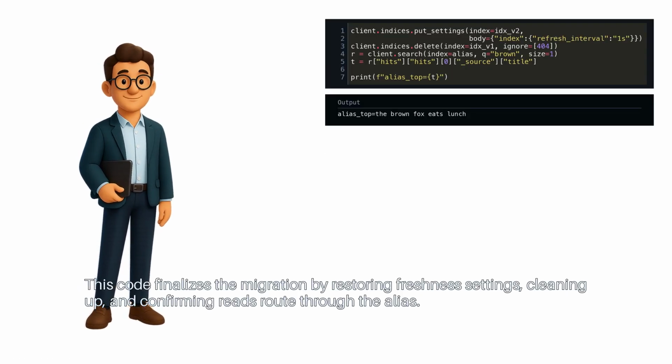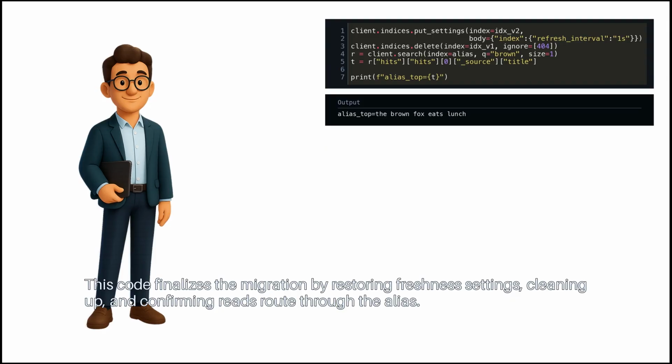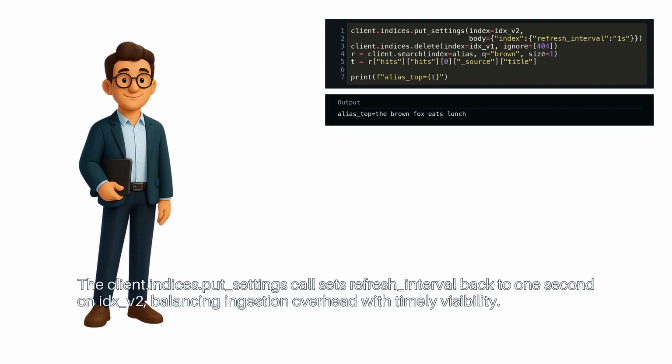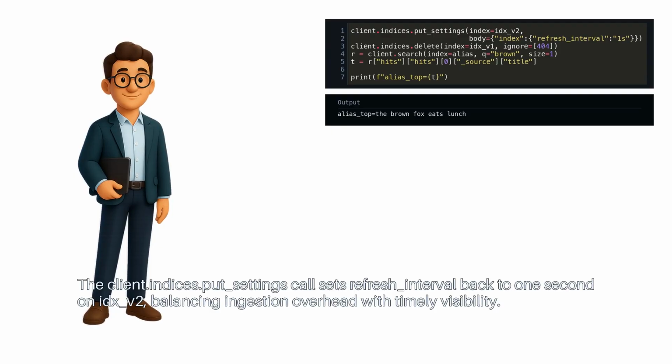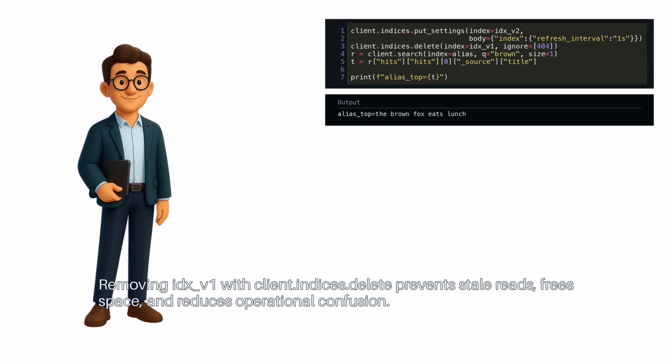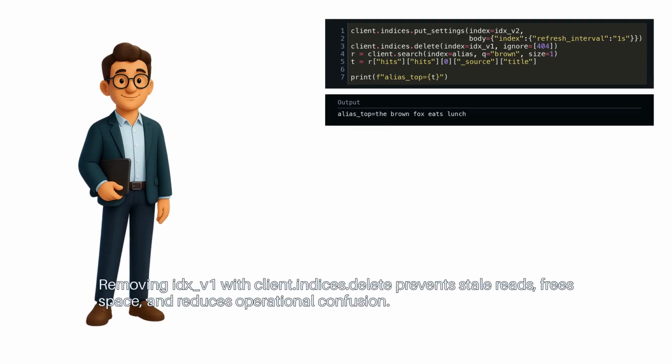This code finalizes the migration by restoring freshness settings, cleaning up, and confirming reads route through the alias. The client.indices.put settings call sets refresh interval back to 1 second on IDX v2, balancing ingestion overhead with timely visibility. Removing IDX v1 with client.indices.delete prevents stale reads, frees space, and reduces operational confusion.